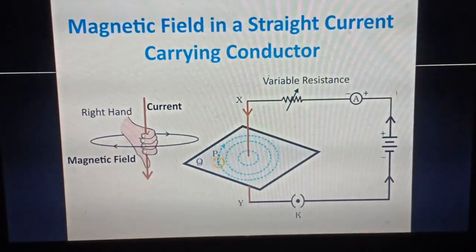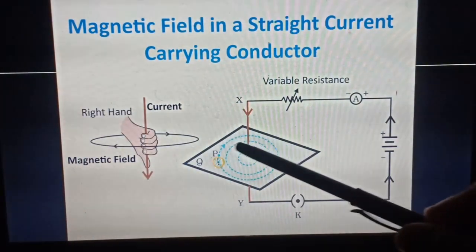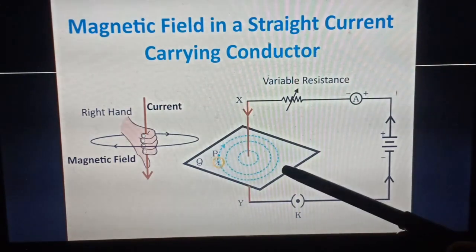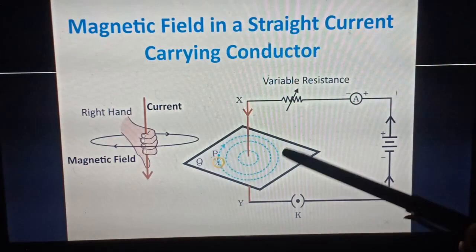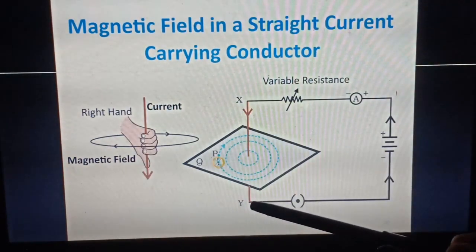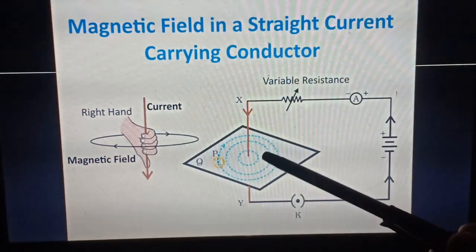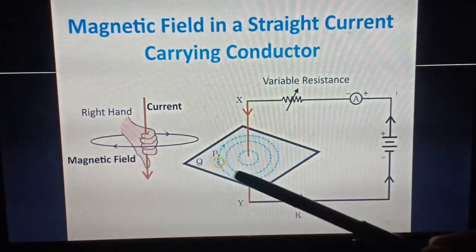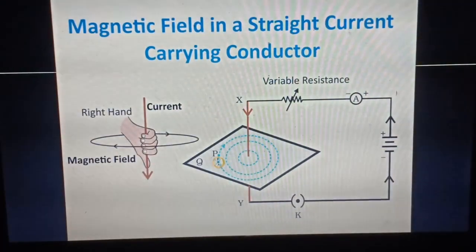Magnetic field in a straight current carrying conductor. It was experimentally observed that the magnetic field around a straight current carrying conductor forms shapes like concentric circles. It means, as already clear in the last slides, that a current carrying conductor behaves like a magnet. Now the magnetic field around this conductor will be like concentric circles. What will be the direction of the magnetic field that has been induced?